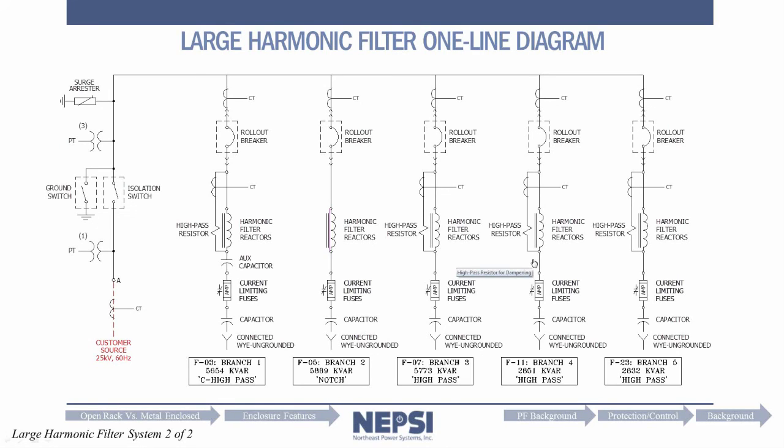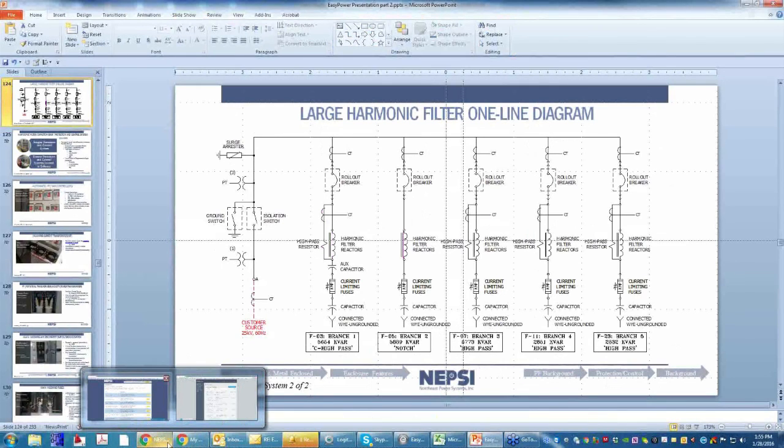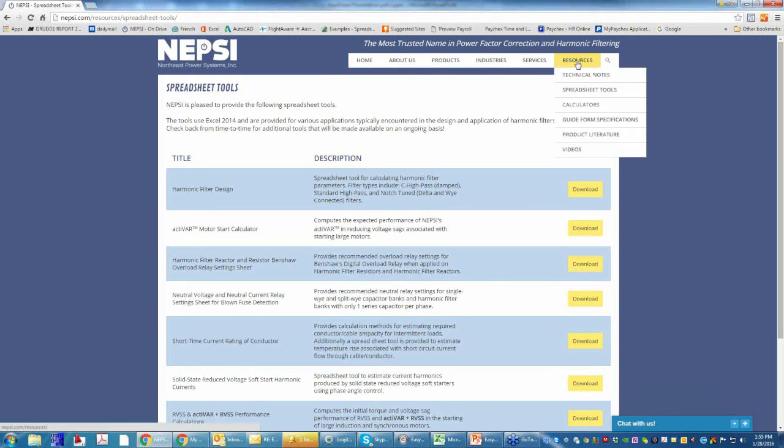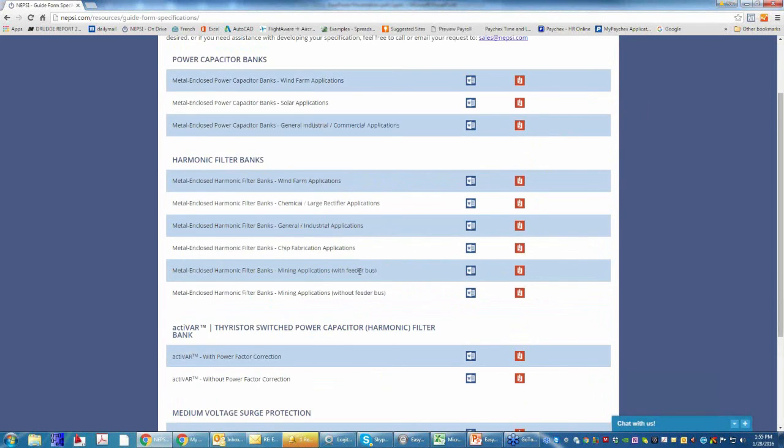And finally, our web page does contain a lot of different specifications. I can show you where they are. They are located under the resources, guide form specifications. And here you'll see that we have several different harmonic filter specifications, some for wind farms, some for chemical plants.